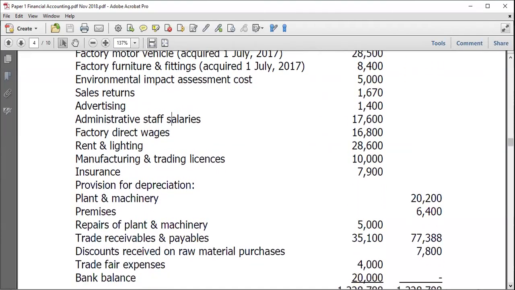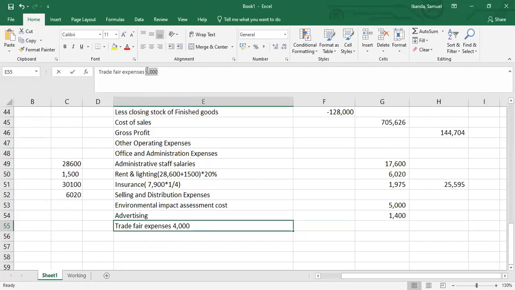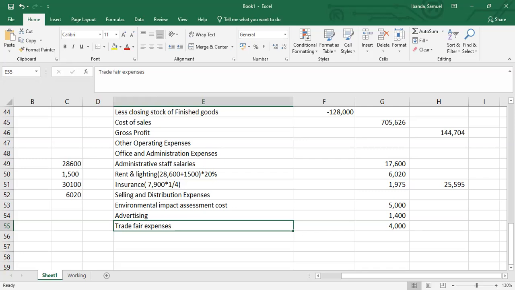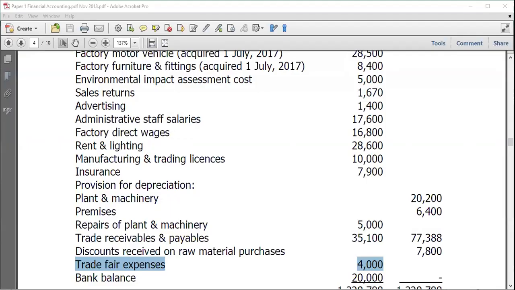So there's this direct one here. Trade fair expenses. Remember, trade fair expenses are also around distribution. So I'll pick my trade fair and bring them here. Which is 4,000. Okay. Now mine is to look and see, is there any other expense that I need to include? Okay. Is there any other?